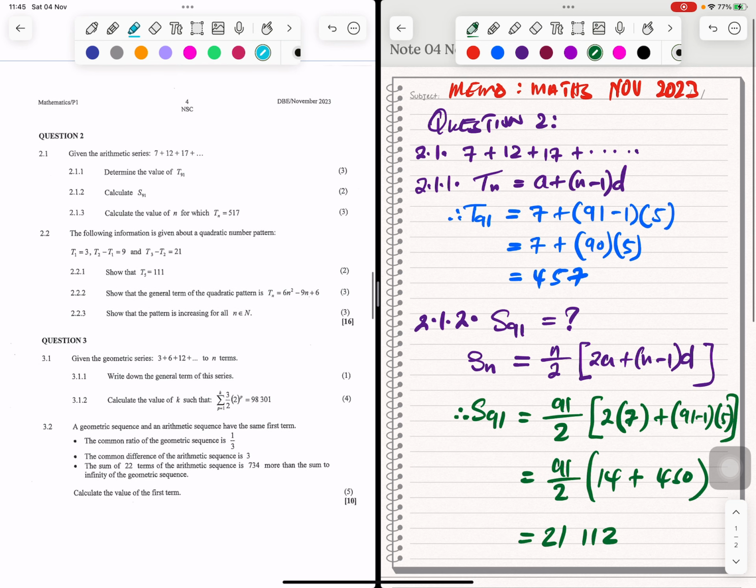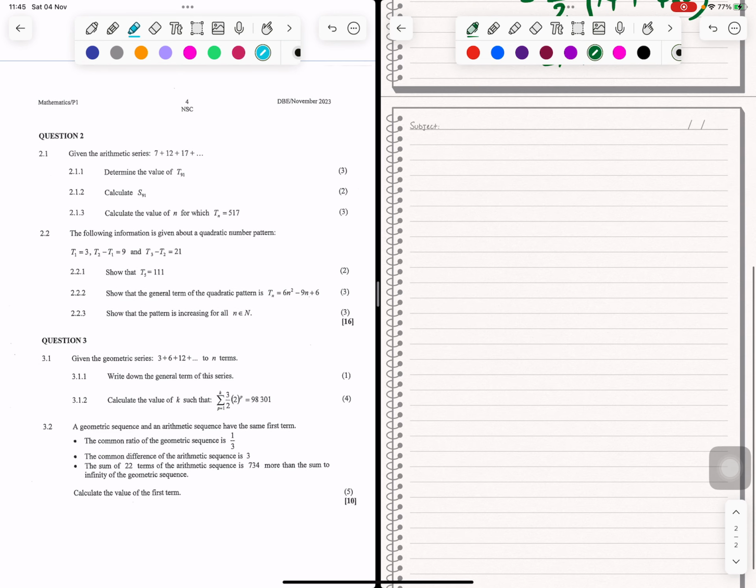And now the next question. They say to you, find 2.1.3. Okay, let's check that. Calculate the value of n for which Tn will be 517.